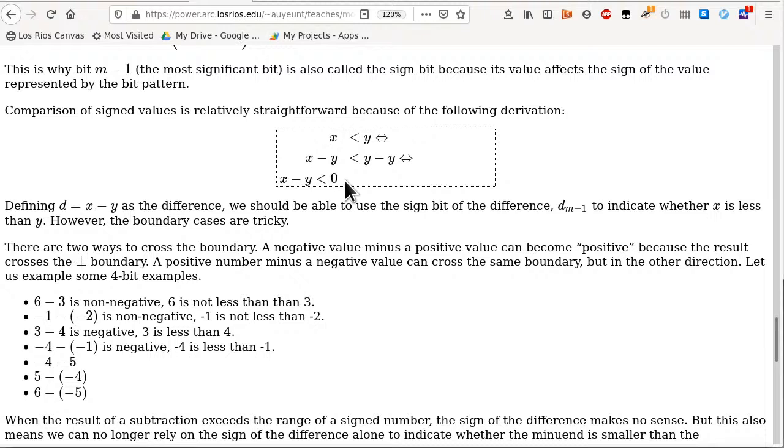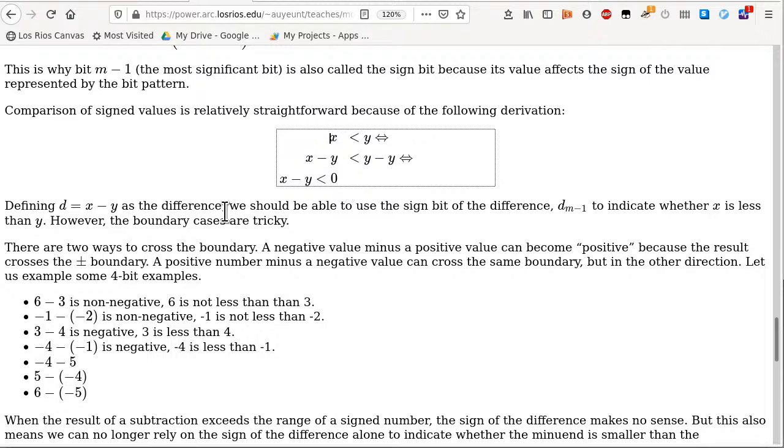X can be a signed value, it can be positive or negative. Y can be a signed value, positive or negative. This is universally true. So if that is the case, it seems like we can just look at the sign bit of the difference to determine whether x is less than y or not. So what is the sign bit?